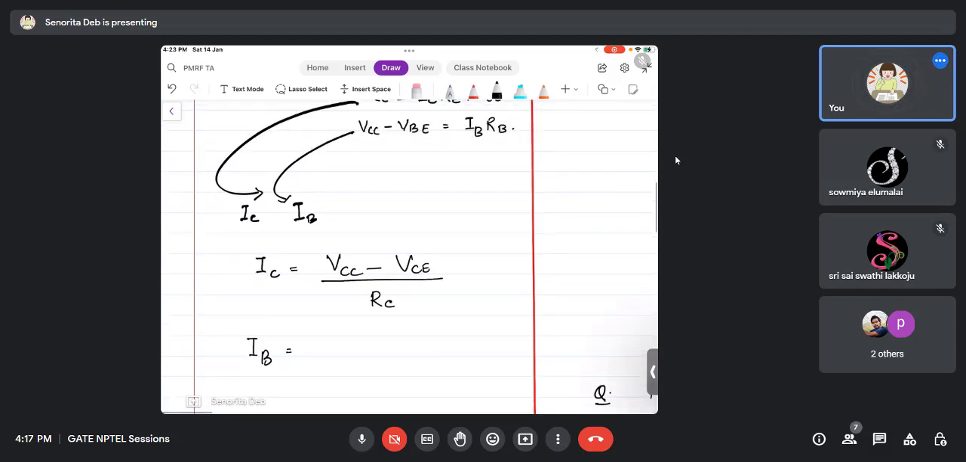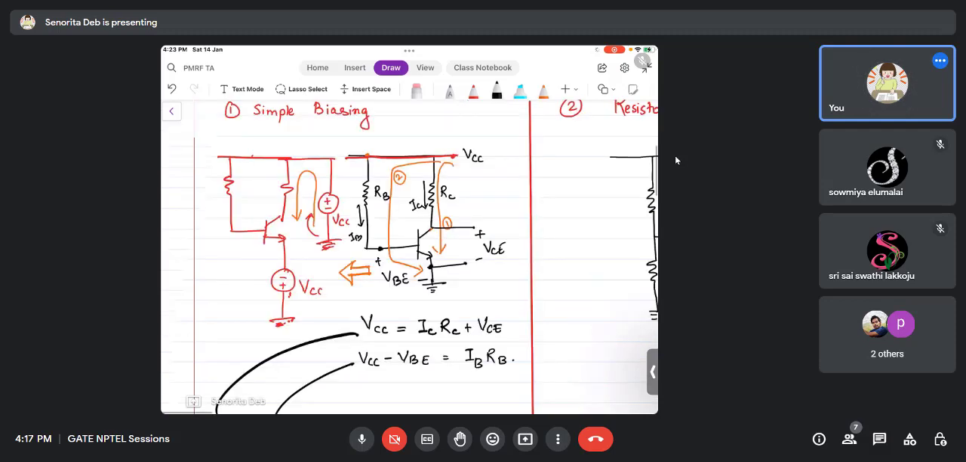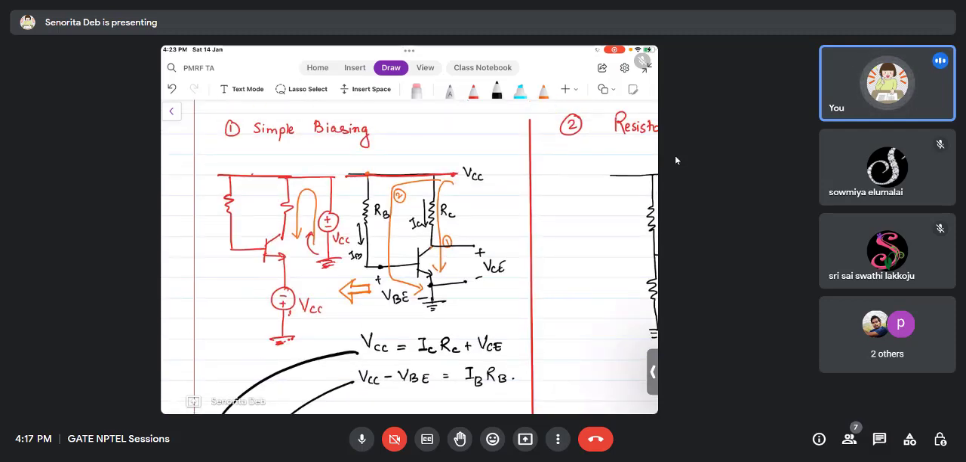IB is VCC minus VBE by RB. Now you have to remember that in GATE you won't be asked to derive things, right? But you will get a circuit like this. There will be parameters, and they will ask you to find something, like the value of RB or RC to keep the transistor in, let's say, the saturation region or active region. In GATE, questions like this will come.